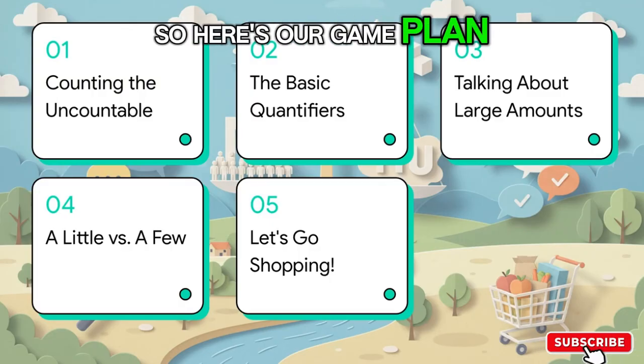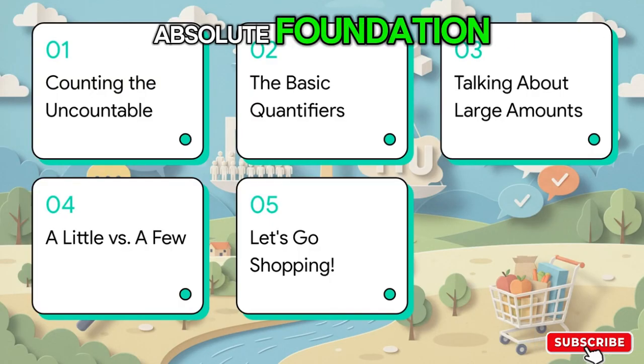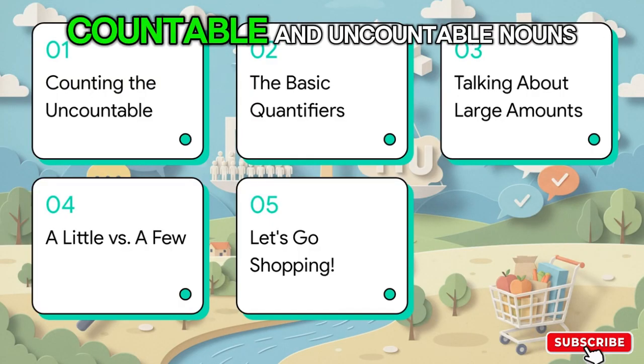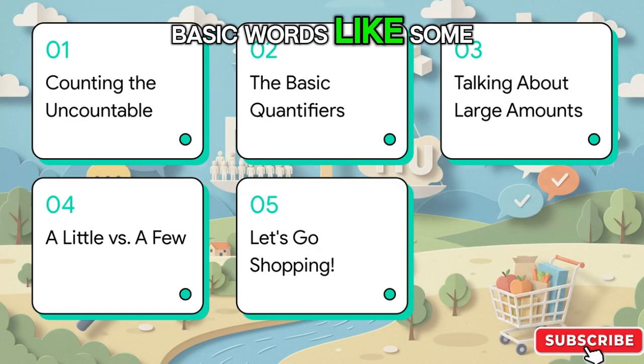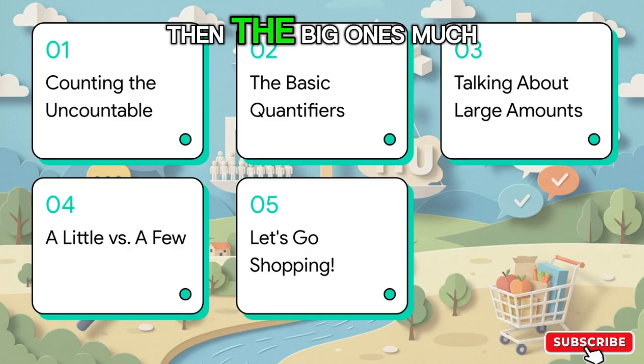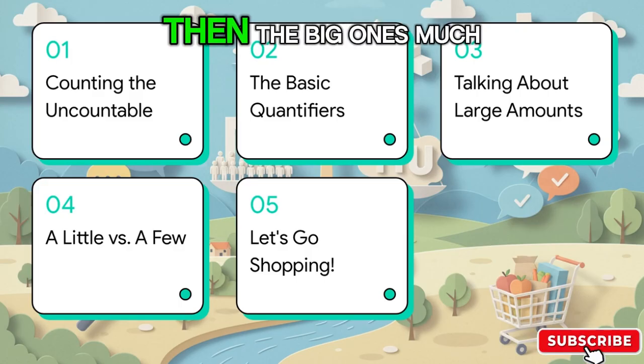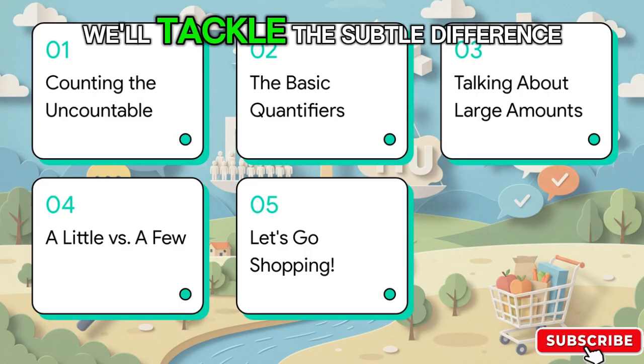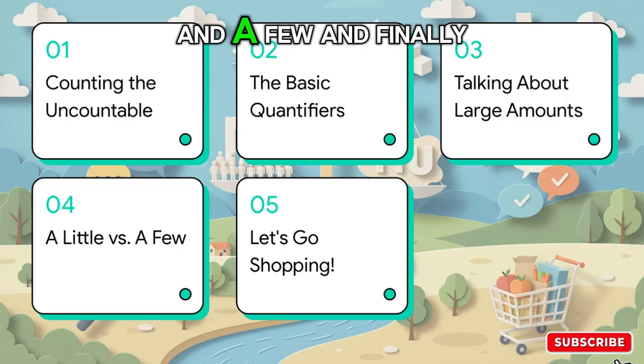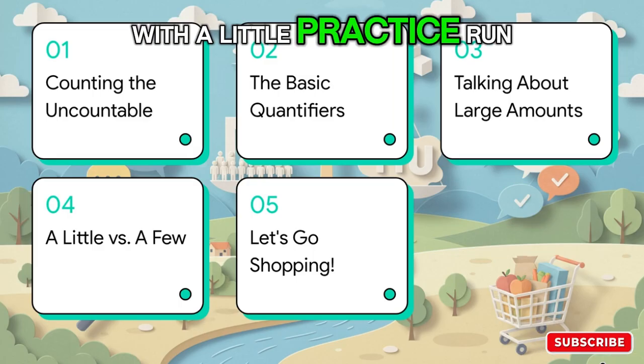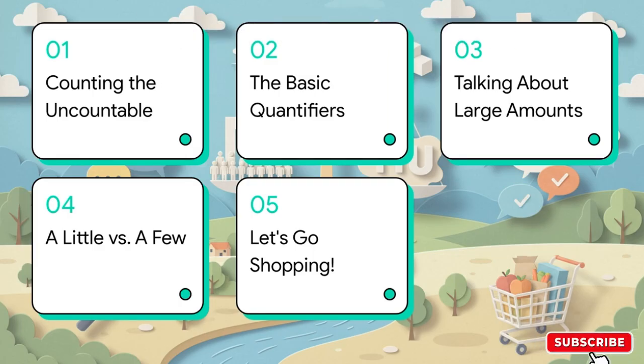So here's our game plan. We're going to start with the absolute foundation, countable and uncountable nouns. Then we'll move to the basic words like some, then the big ones, much and many. After that, we'll tackle the subtle difference between a little and a few, and finally, we'll put it all together with a little practice run.